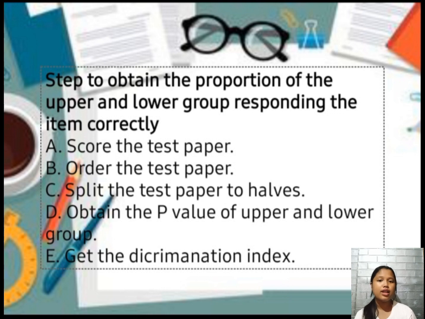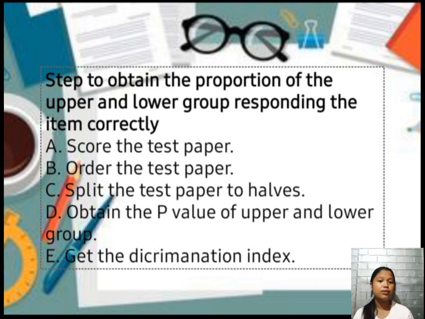Next, after getting the lower group and the upper group, we must find the p-value for the upper group and the lower group. So, to obtain the p-value of the upper group, we have the formula P sub U equals R sub U divided by T sub U. And to obtain the p-value of the lower group, we have the formula P sub L equals R sub L divided by T sub L.